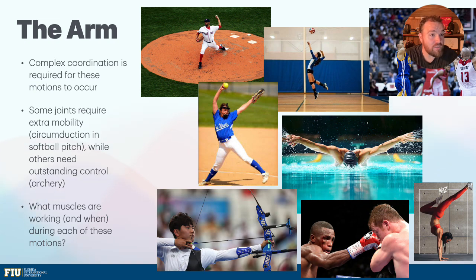This is the first slide that we saw for these couple of lectures, where we're talking about complex coordination requiring all these different motions to occur, right? So now we have moved through the shoulder, the elbow, the forearm, the wrist, and the hand. And in doing so, we have seen how many different motions we're able to do.